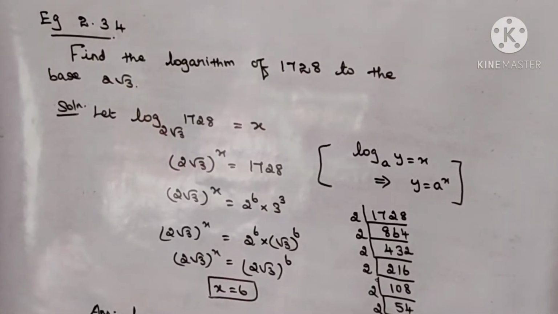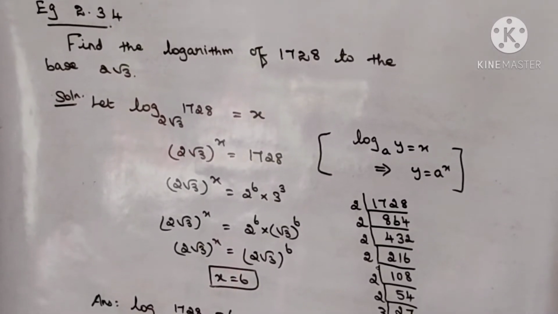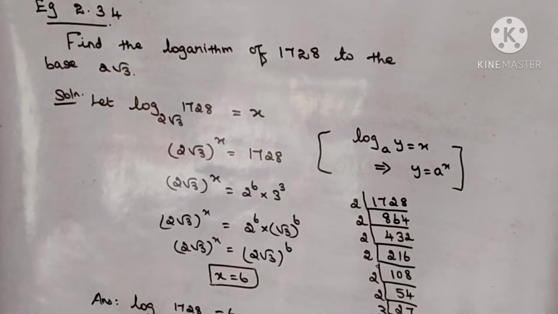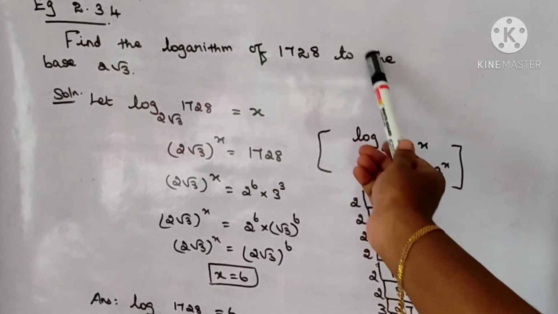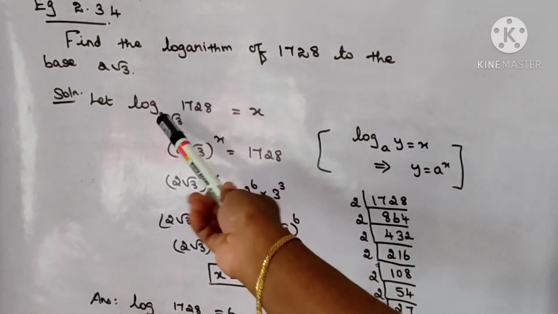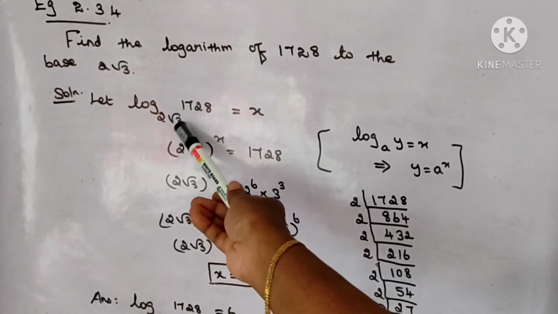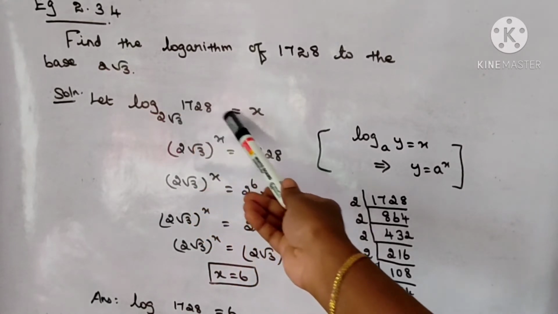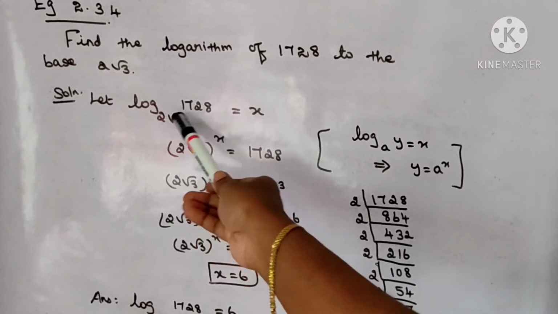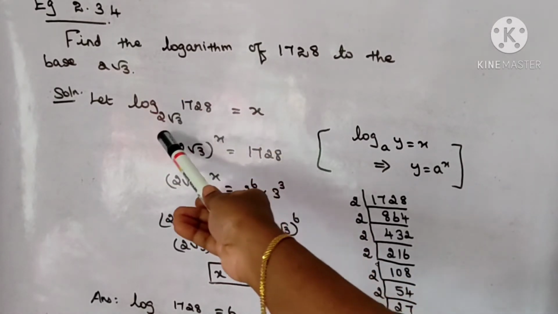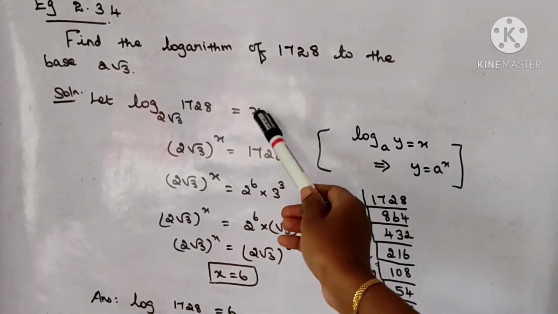Now I'll explain some example problems. Example 2.34. Find the logarithm of 1728 to the base 2 root 3. So we take log base 2 root 3 of 1728 is equal to x.